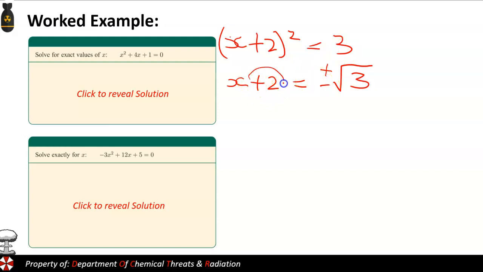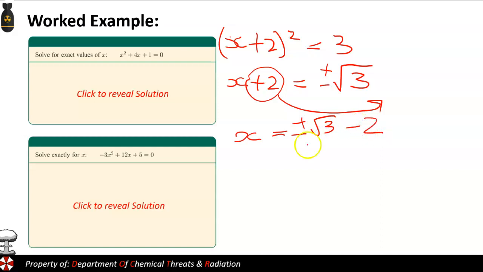Now all we're going to do is move this to the other side. So that's going to become x equals plus or minus square root 3 minus 2. Which means you've got two answers, and that's completely fine. So either x equals plus root 3 minus 2, or it equals minus root 3 minus 2. And these are our two answers here.